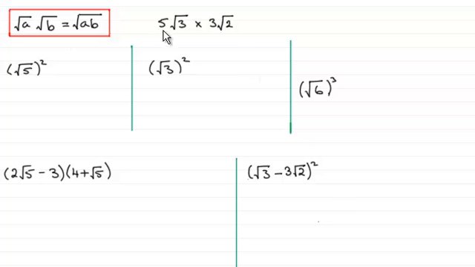Now what we've got here is 5 root 3 multiplied by 3 root 2. And to do this, all we've got to do then is just multiply the 5 and 3 together, giving us 15, and multiply root 3 with the root 2. And according to this rule here, root 3 multiplied by root 2 is going to be root 6. 15 root 6 then.